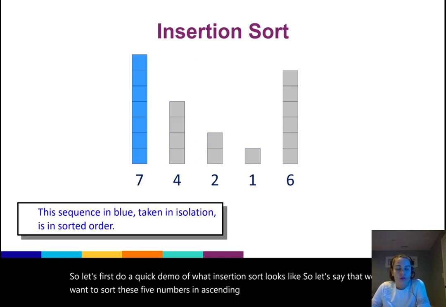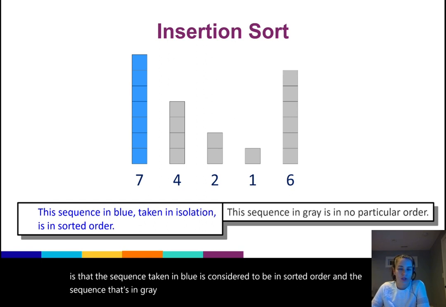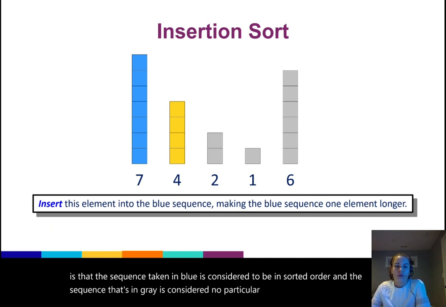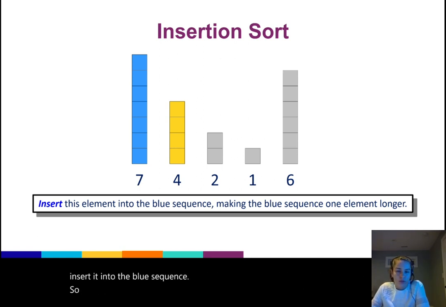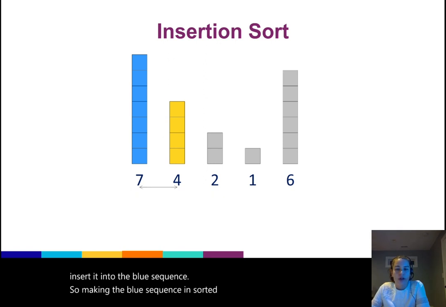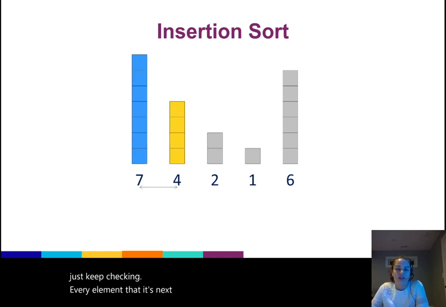The way insertion sort works is that the sequence in blue is considered to be in sorted order, and the sequence that's in gray is considered to be in no particular order. You take the first element in gray and insert it into the blue sequence, making the blue sequence sorted. The way you do that is you keep checking every element that it's next to and switching it if necessary.